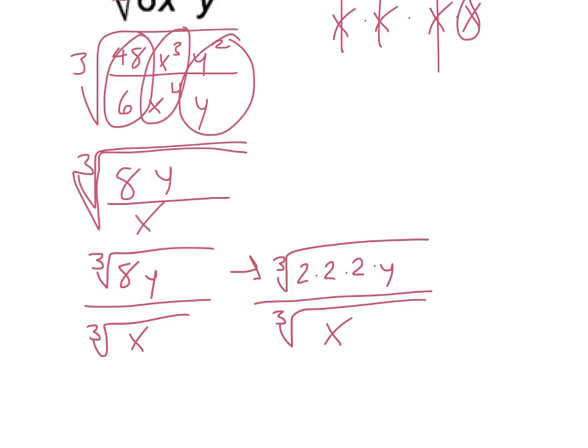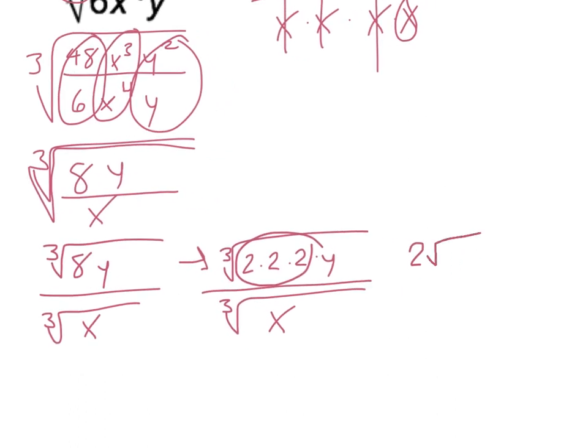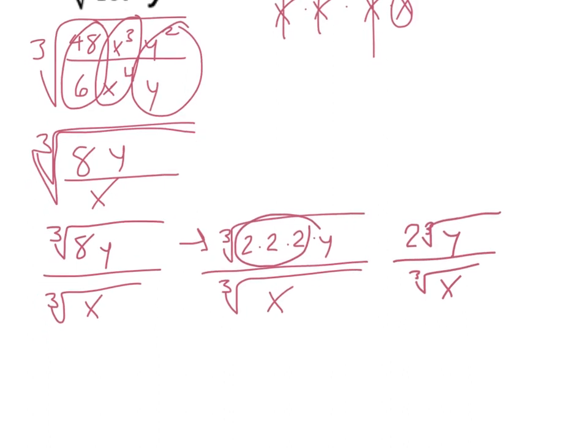So on the top, we can circle all of our groups of 3. So we have 3 of a kind here, which we're going to take out the 2. And then we have the cubed root of y on top and the cubed root of x on the bottom, which if we wanted to, we could rewrite this as 2, make it just one radical, and y over x on the inside. So this is just 2 different ways of writing the same thing. You could write it this way, or you could write it this way. Either way is right.